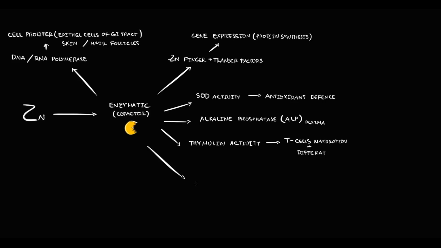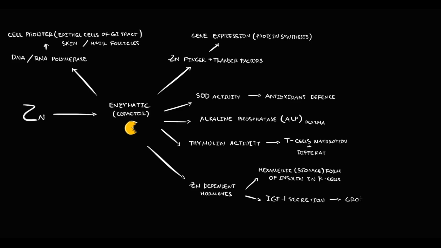Zinc is also required for zinc-dependent hormones. First of all, it's insulin, because we need zinc for the hexameric, or so-called storage, form of insulin. Also, we need zinc for insulin-like growth factor 1 secretion, which is important for growth of the organism. And we need zinc for sex hormone secretion, which is essential for reproductive function.